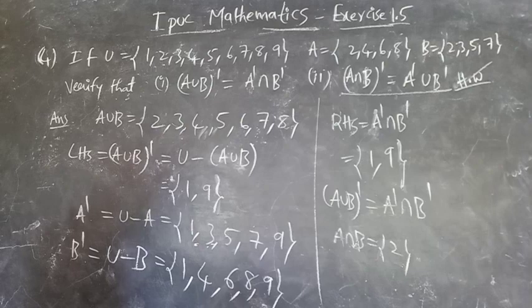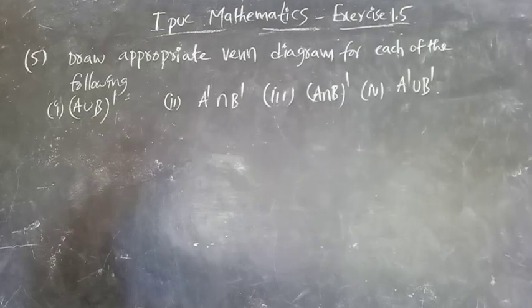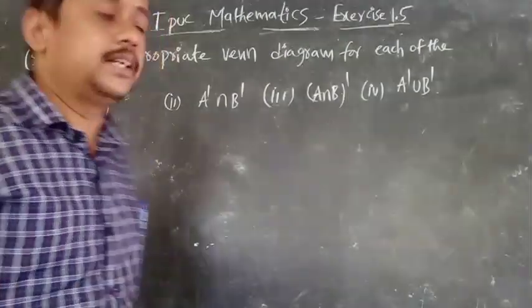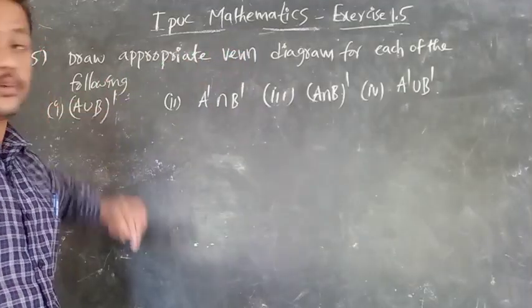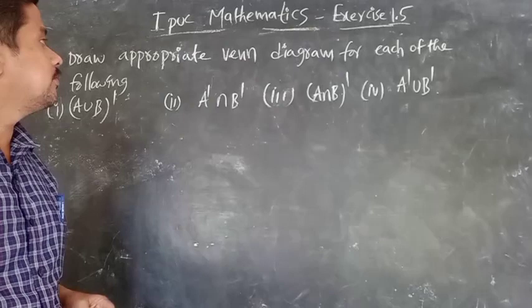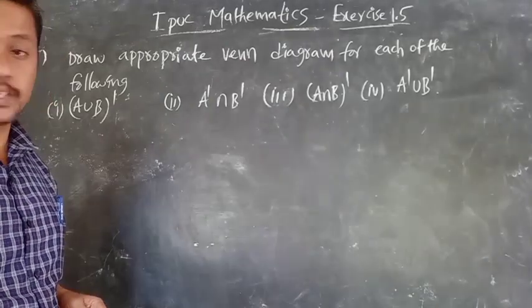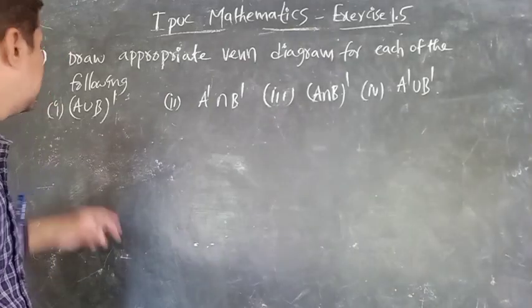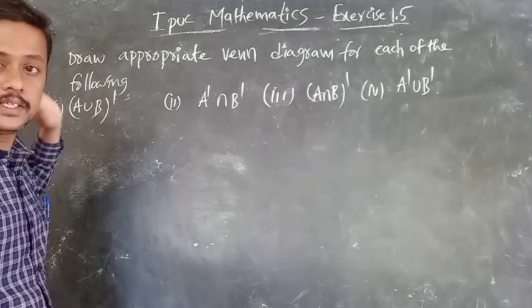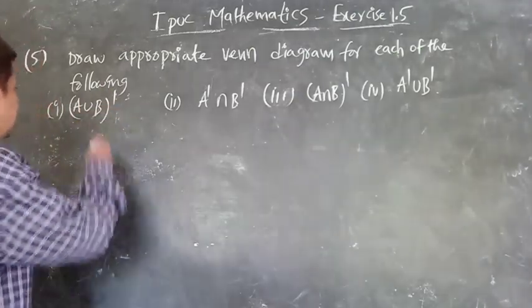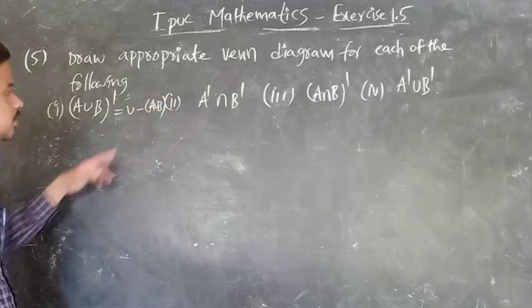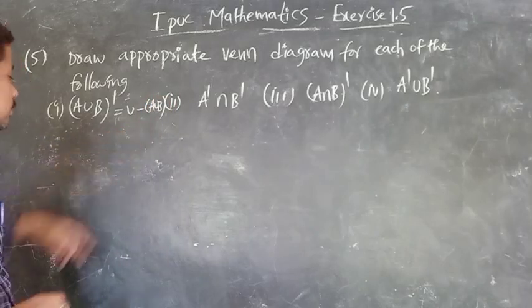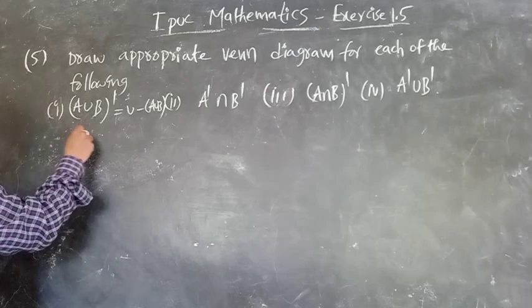Okay, we will see the next question. Draw the appropriate Venn diagram for each of the following. So (A union B) dash. What is the meaning of (A union B) dash? U minus A union B, no? So you know this formula, U minus A union B. So how to draw this one? See, I will tell you.